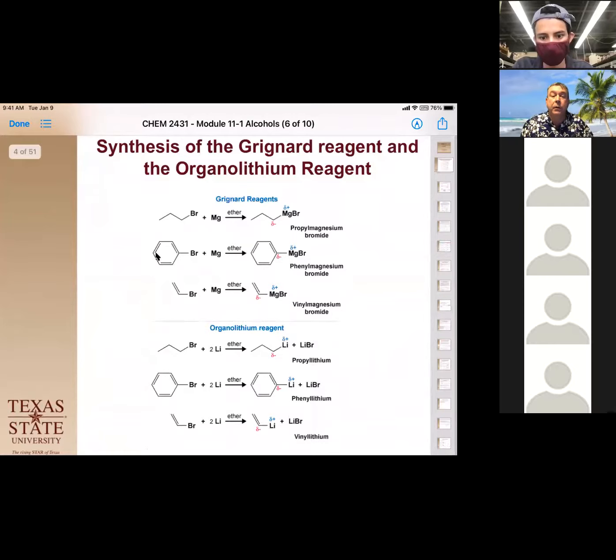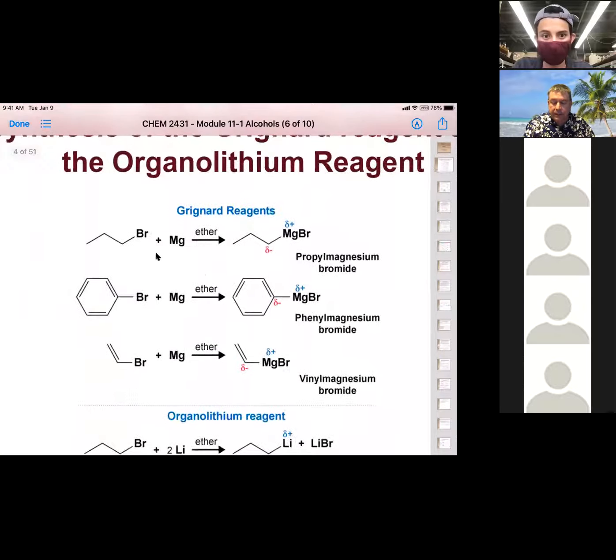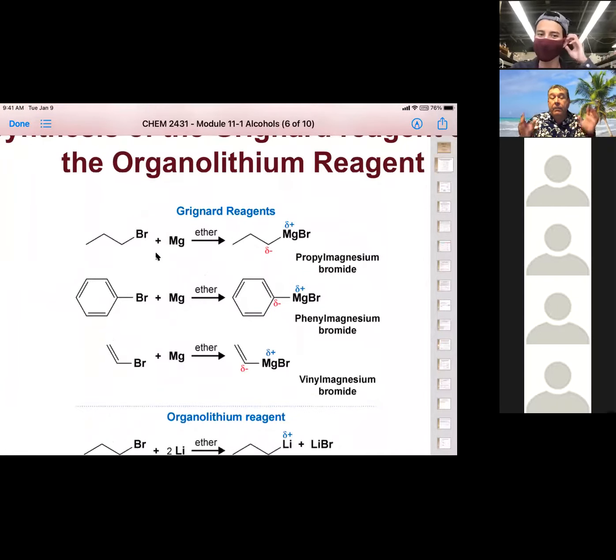So the first thing we have to do is make our nucleophile, okay? The first nucleophile we're going to talk about is called the Grignard reagent, okay? The Grignard reagent is basically the creation of a very polar bond between carbon and magnesium, and that very polar bond has a high ionic character. It's still a polar covalent bond, but because carbon is the more electronegative atom and magnesium is the more electropositive atom, most of the negative charge resides on carbon, turning carbon into our nucleophile, okay?